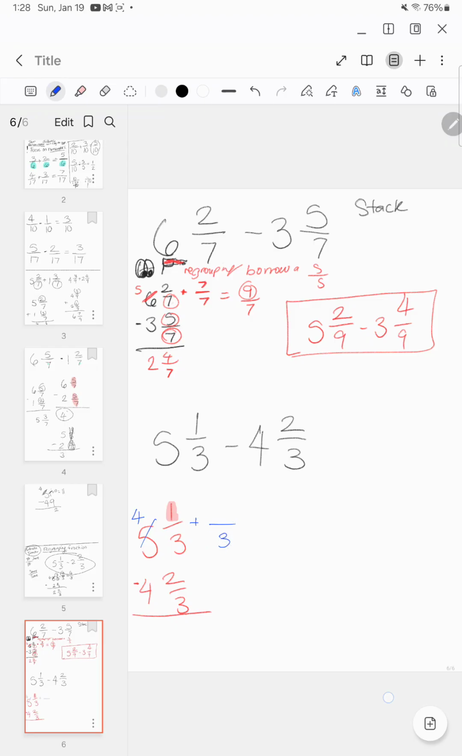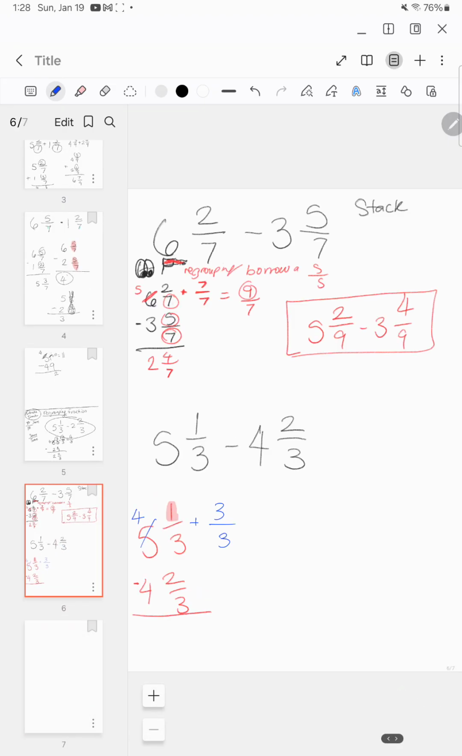My denominator stays the same. So I'm going to add 3 over 3 because it has to be a whole fraction. And 1 plus 3 is 4. And my denominator stays the same. Now I can subtract. 4 minus 4 is 0. So you could put 0 there, or you really don't have to because it won't change your answer. But 4 minus 2 is 2, and my denominator will still stay the same, and it's 3. So the answer is really just 2/3.